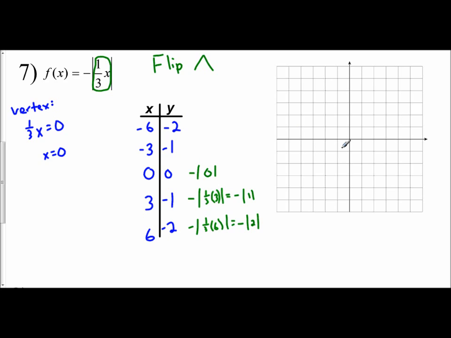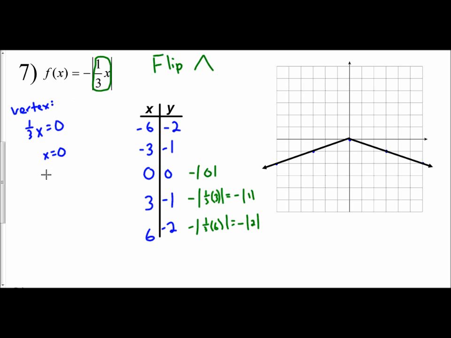And so if I were to mark these points, I'm at 0, 0. I am at 3, -1. And I am at 6, -2. And I can reflect these. I'm at -3, -1, and -6, -2. And when you draw them, start at your vertex and work your way towards the outside. And you see your upside down V shaped for this one.